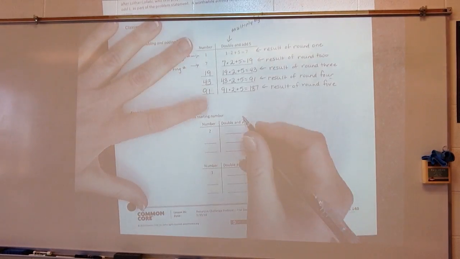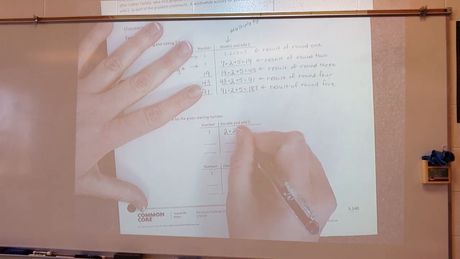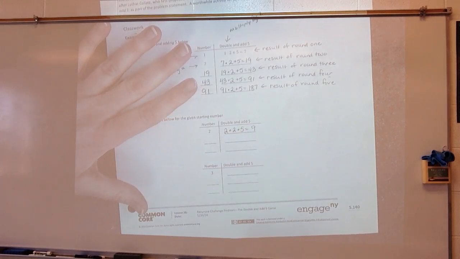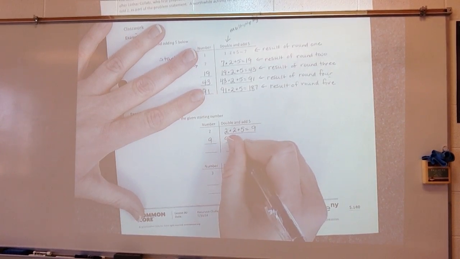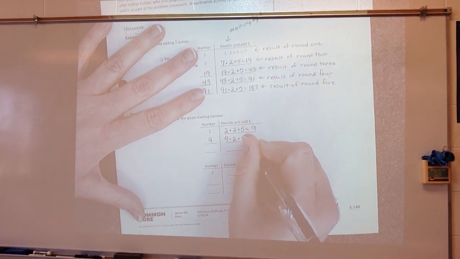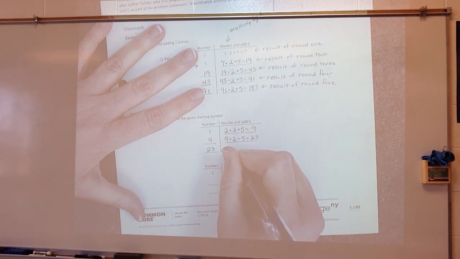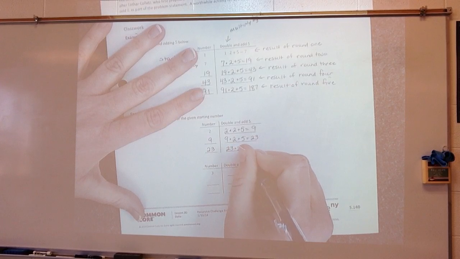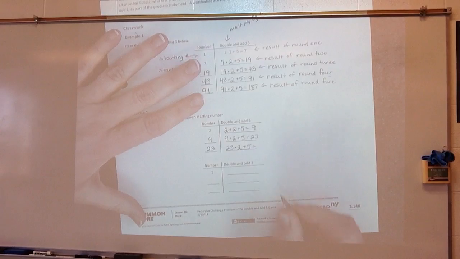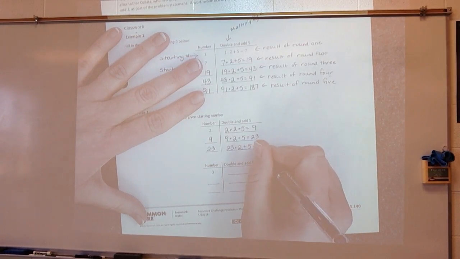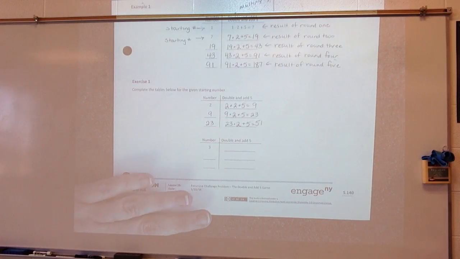Alright, so we have 2. We're going to double that and add 5, so I get 9. I'm going to double 9 and add 5, I get 23. So I'm going to take 23 and double and add 5, so that'd be 46 plus 5 is 51. So that's what you should have for the first table.